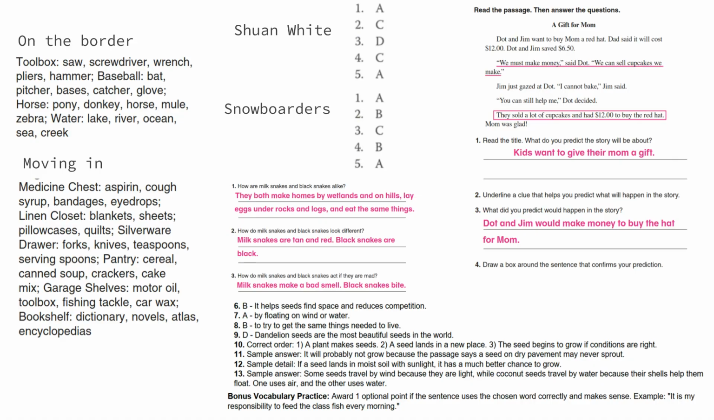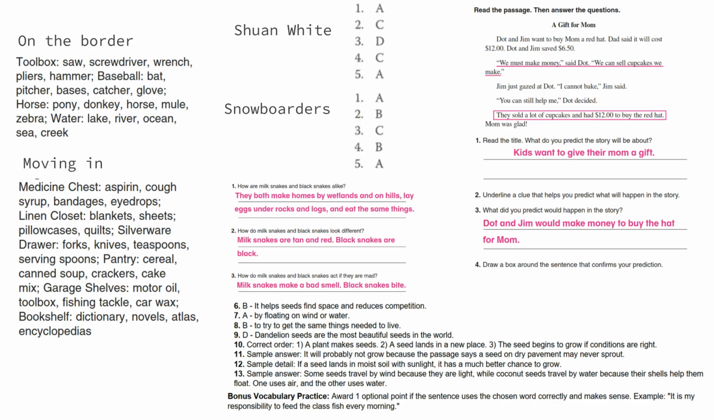For the moving in activity, notice that the categories are based on where things belong in a house. Medicine items go in the medicine chest, blankets and sheets go in the linen closet, forks, knives, and spoons go in the silverware drawer, food items go in the pantry, garage items go on the garage shelves, books and reference materials go on the bookshelf.